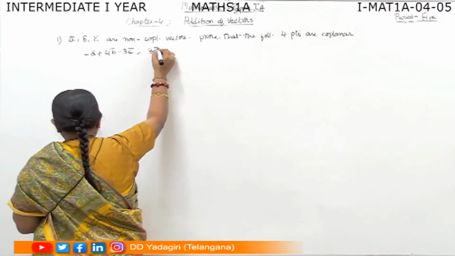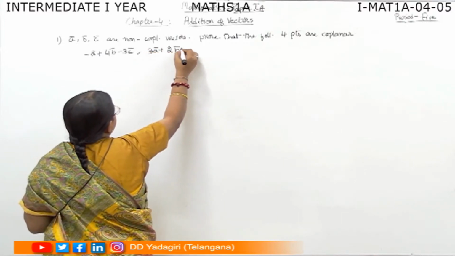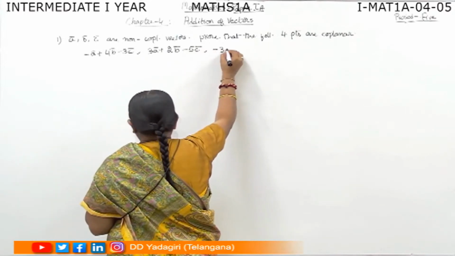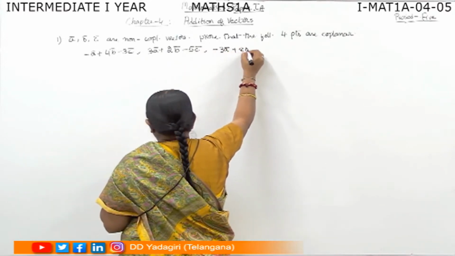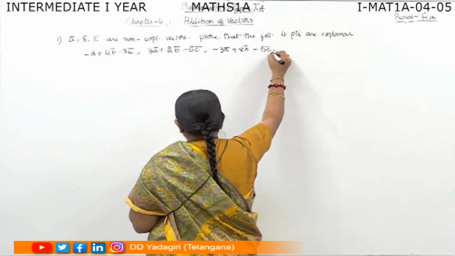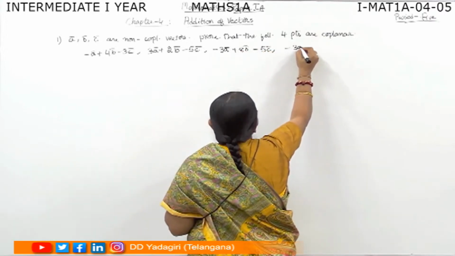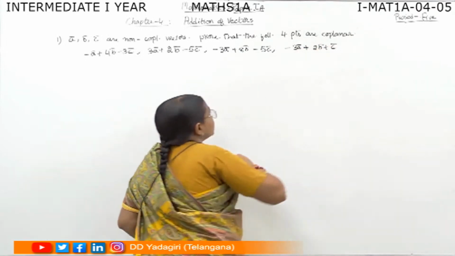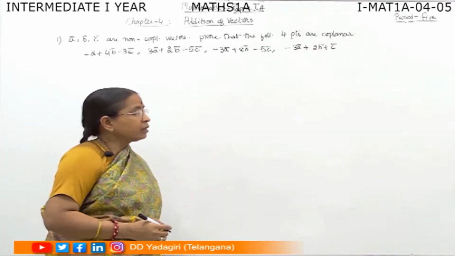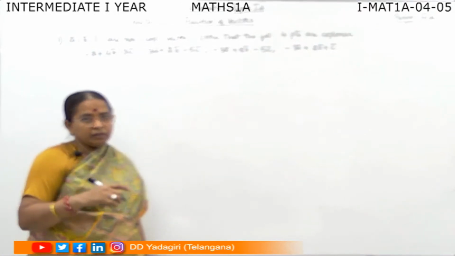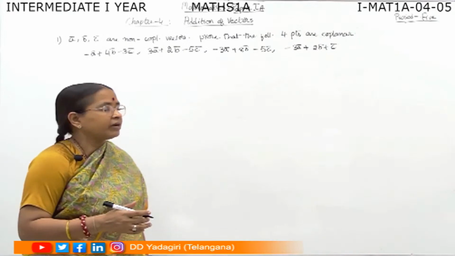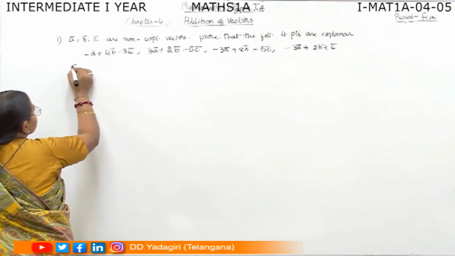and then 3a plus 2b minus 5c, and then minus 3a plus 8b minus 5c, then minus 3a plus 2b plus c. I'm going to show that these 4 points are coplanar. So as I explained, to prove that any 4 points are coplanar, first we must convert them into 3 vectors. So what are the 3 vectors here?